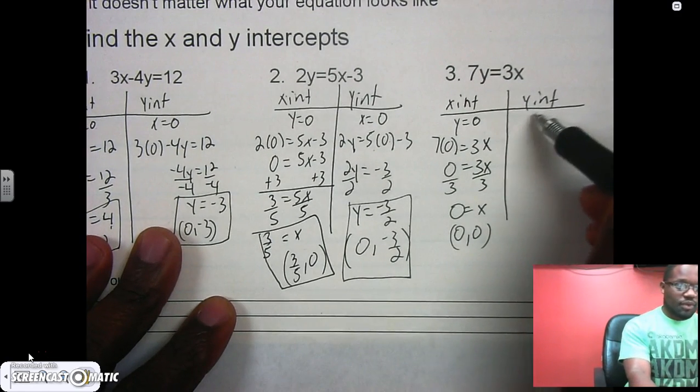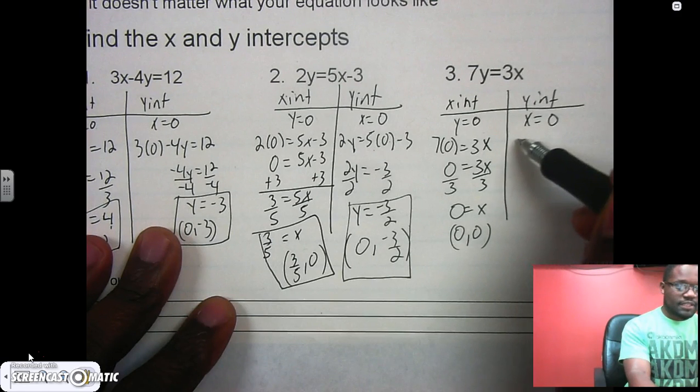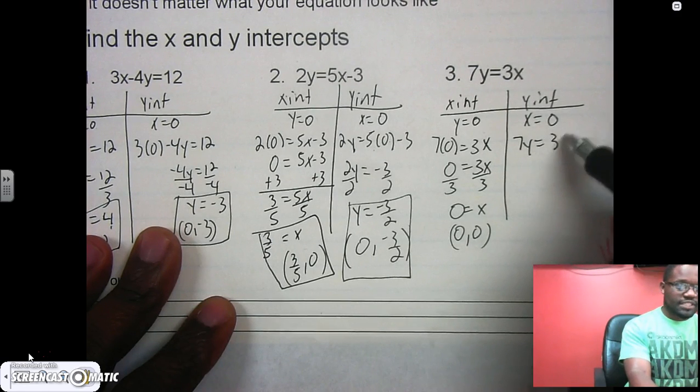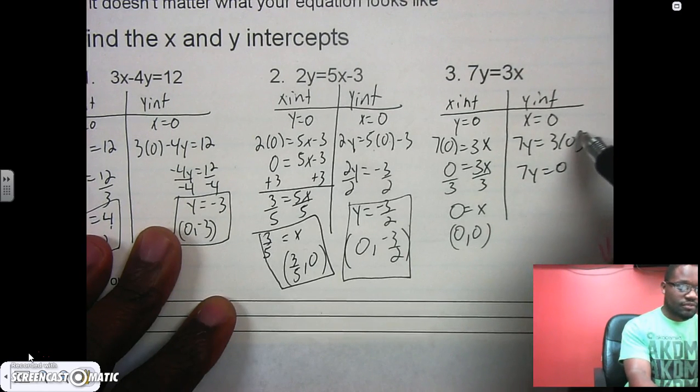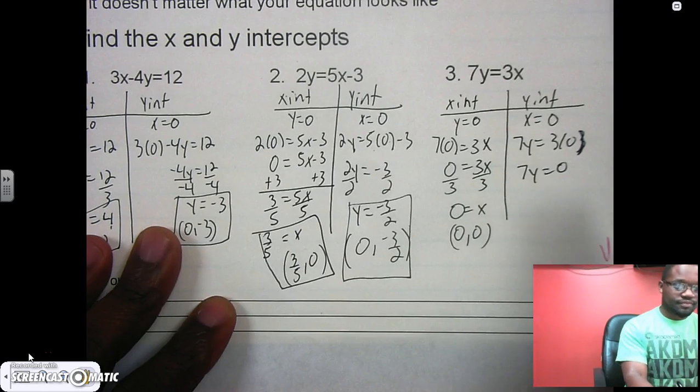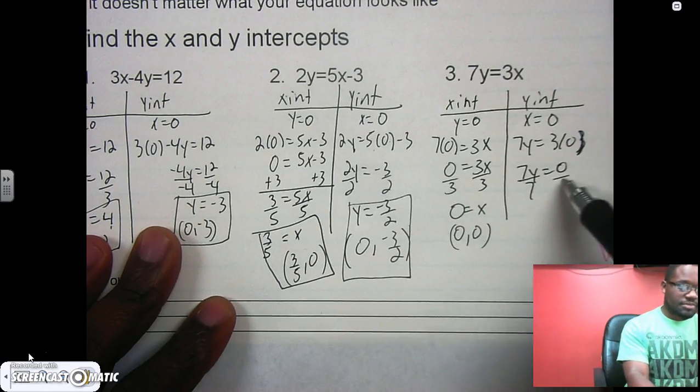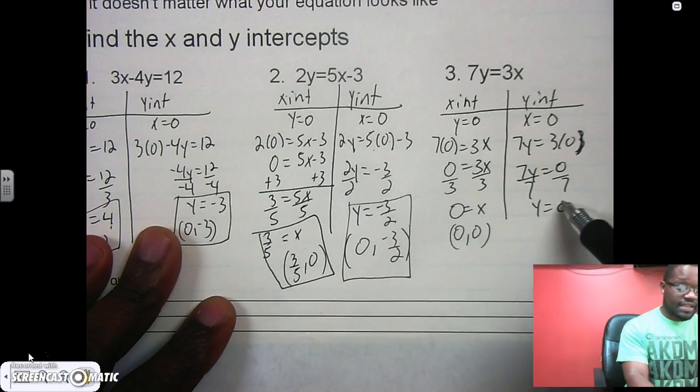Over here, the y-intercept is where x equals 0. That will be 7y equals 3 times 0. So 7y equals 0 again. And you divide both sides by 7 and you get y equals 0. And as a point, that's 0, 0.